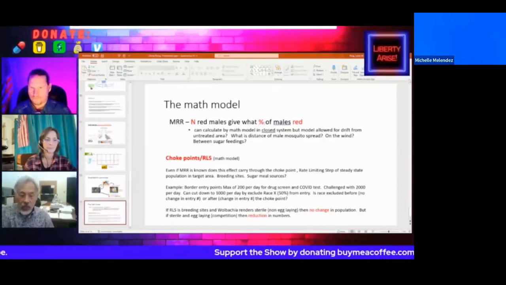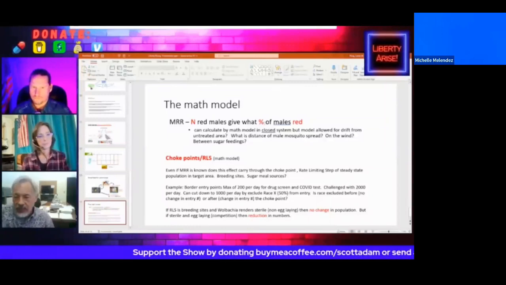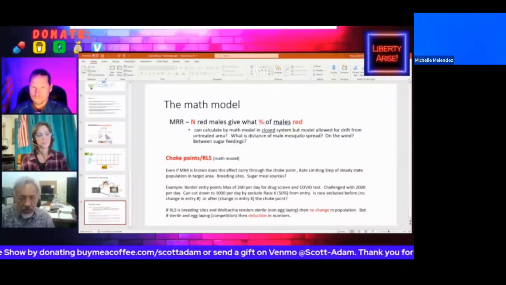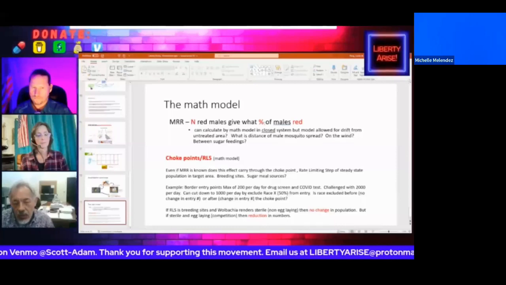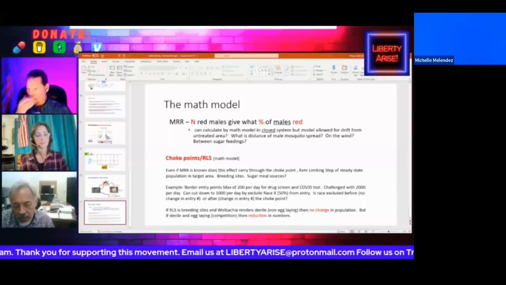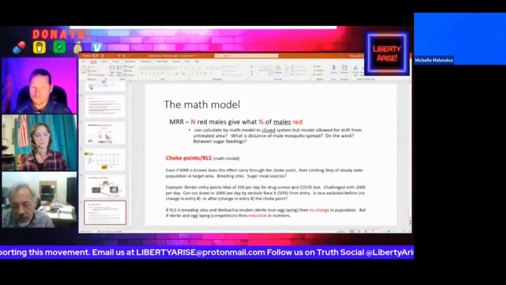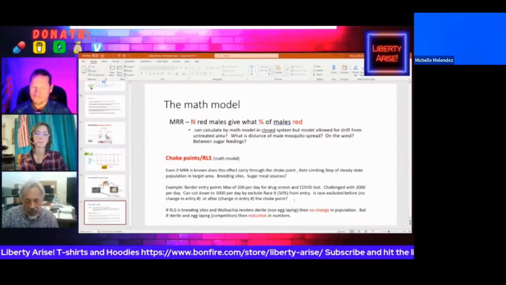I thought it was sugar feedings, 200 feet. Where do they feed? I don't know, fruit, berries, flowers. This is up country. I don't know how much sugar is up there. But then I said, okay, let's look at a choke point. Gotta name it. All right, here we go. Even if you know the percent on the MRR study, you have to deal with the rate limiting step in your model, also called choke point or bottleneck. It could be breeding sites, it could be sugar meal. I'll give you one example of a choke point example, and you tell me if this doesn't apply or not.